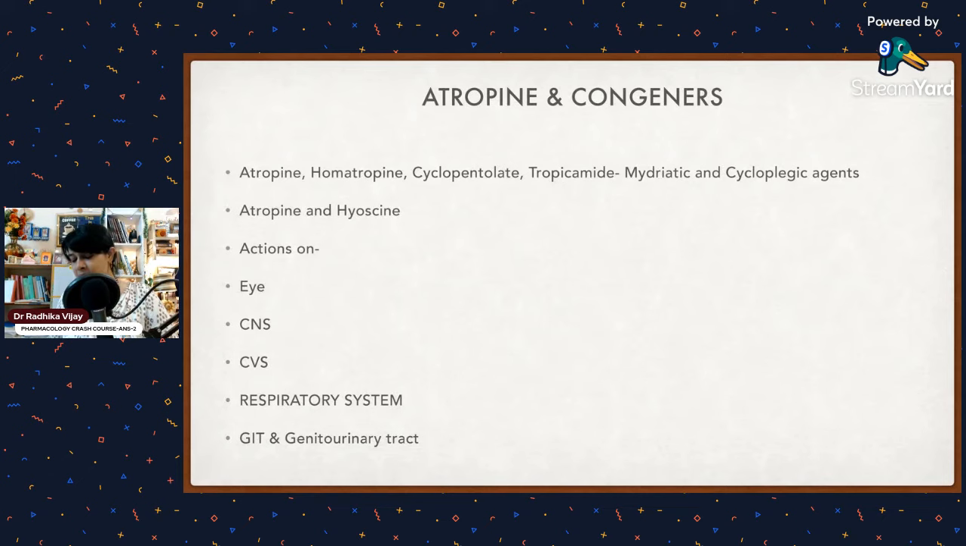So just talking about the drugs, first of all, I'm going to talk about atropine and hyoscine. Atropine is obtained from Atropa belladonna, and scopolamine, that is L-hyoscine, is a natural alkaloid. Both are non-selective antagonists at the muscarinic receptors. Then talk about the actions of the anti-muscarinic agents. First of all, I will talk about the actions on the CNS, and the drugs are atropine and hyoscine.